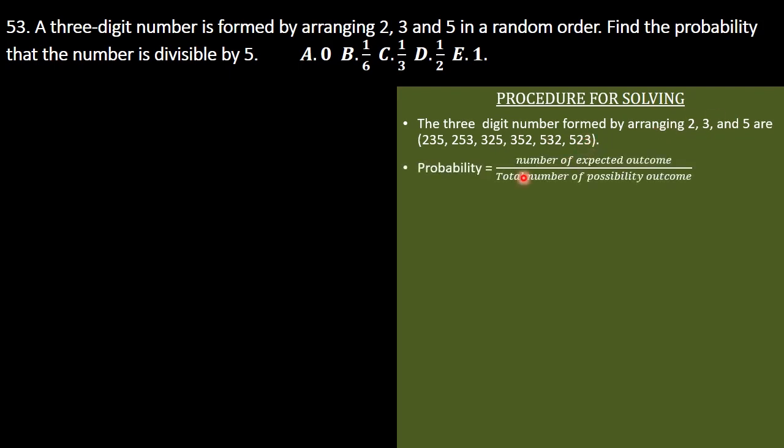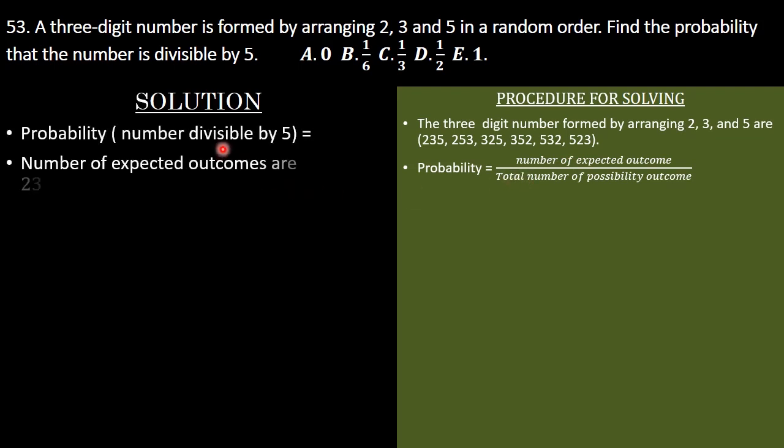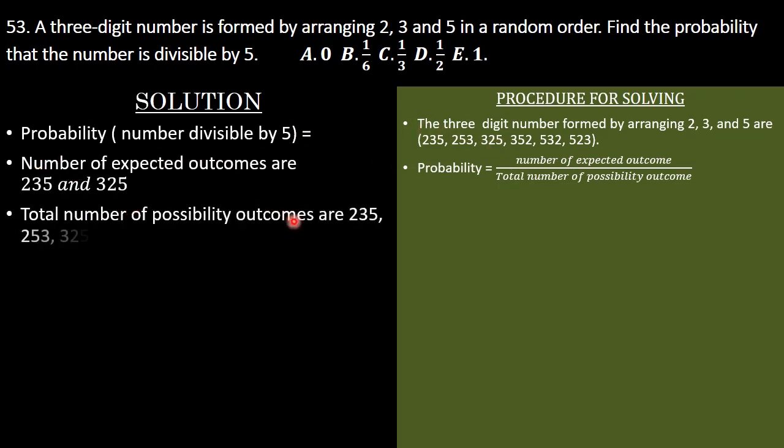Let's check the solution. The numbers divisible by 5 are 235 and 325. The total possible outcomes are 235, 253, 325, 352, 532, and 523. Now, the number of expected outcomes over the total number of possible outcomes is 2 over 6. When you convert it to its lowest terms, you have 1 over 3.